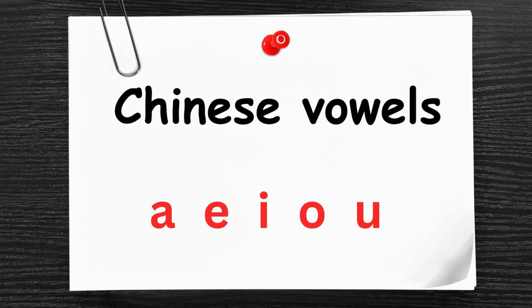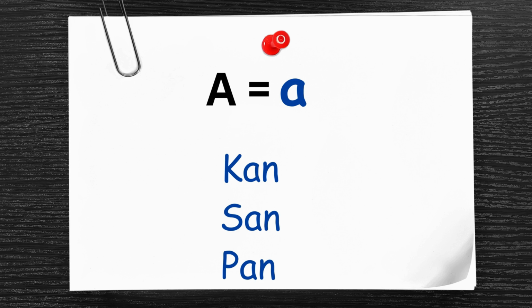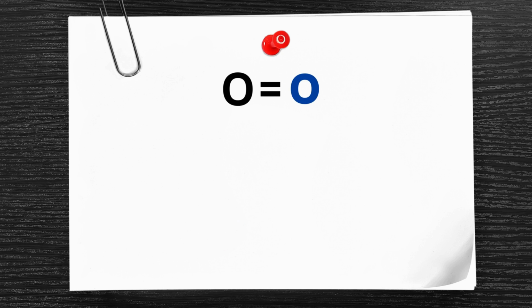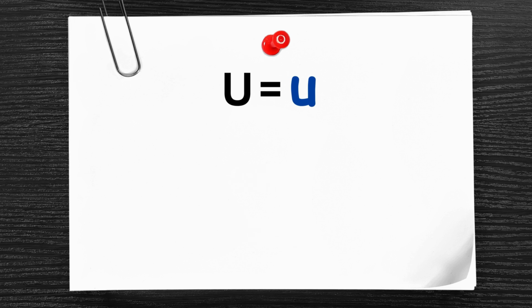Now let's see how to pronounce Chinese vowels. Many vowels are similar to English and German. Letter A is pronounced like A, this one, con, this one, sang, this one, pan. Letter O is like English O, it is pronounced that way: o, song, kong. The letter U is pronounced as a U sound: lun, kun.